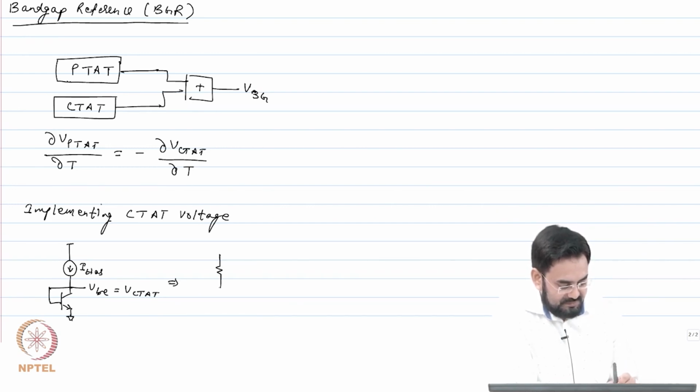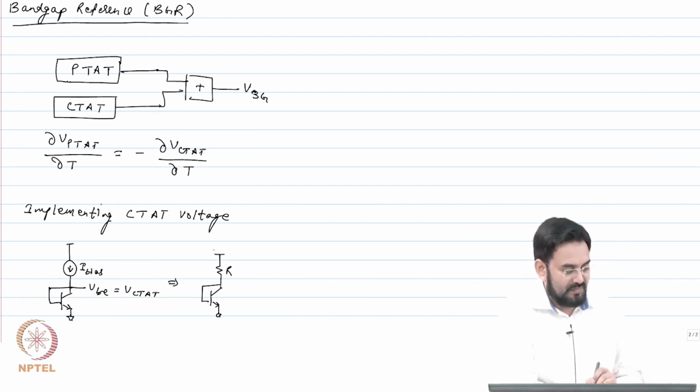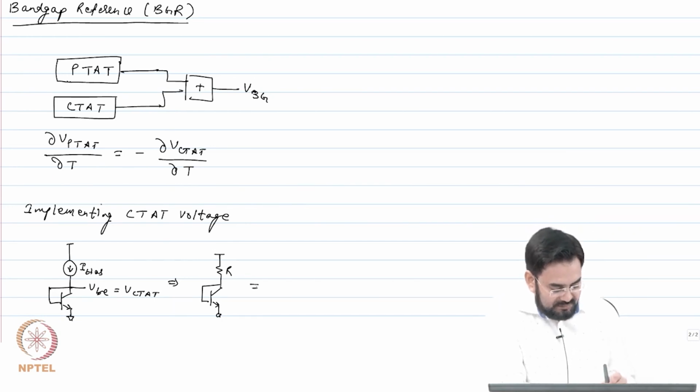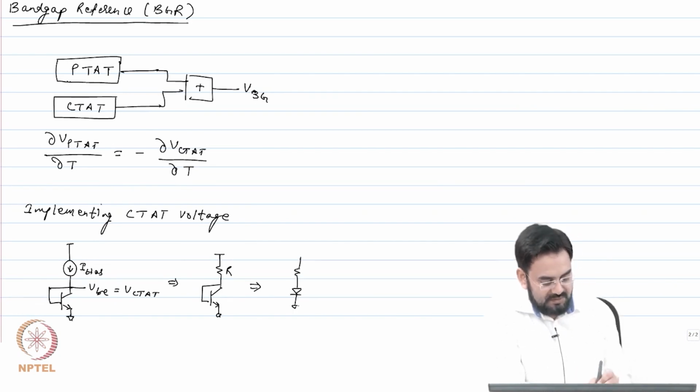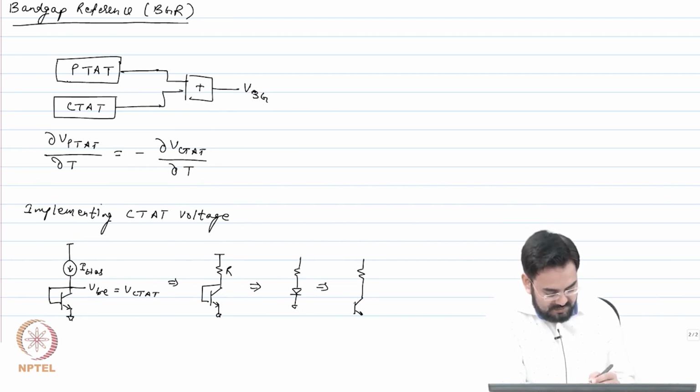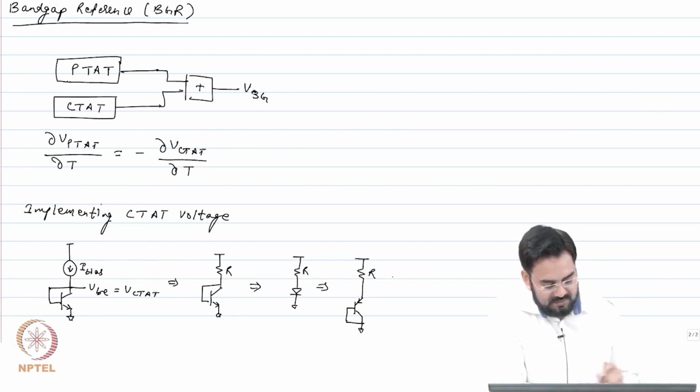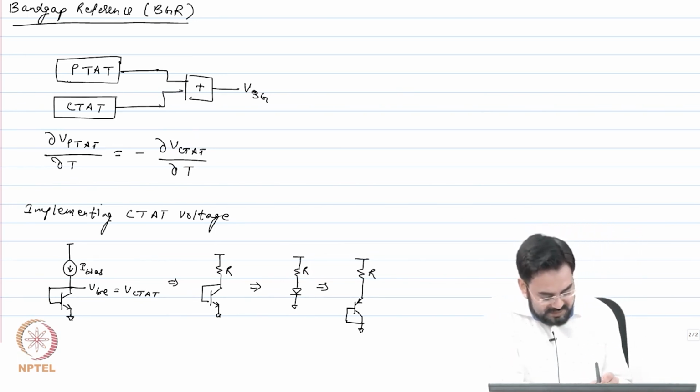This is equivalent to this, so you can have a R also, or you can replace it with a diode, or you can replace it with a PNP and make this as ground. So, this R could be a current source also. So, in all the cases you will get VB.